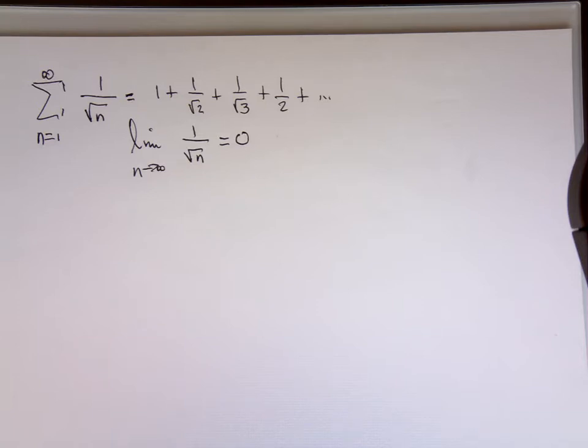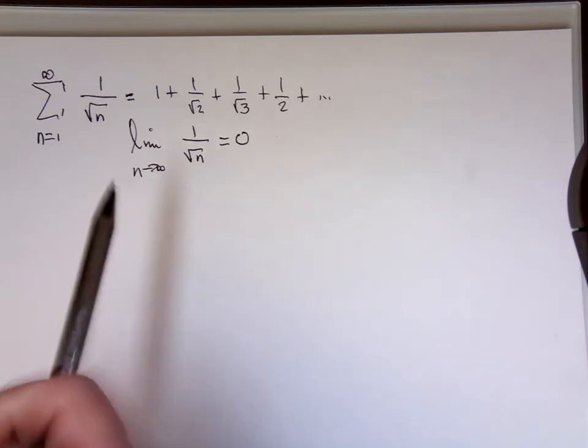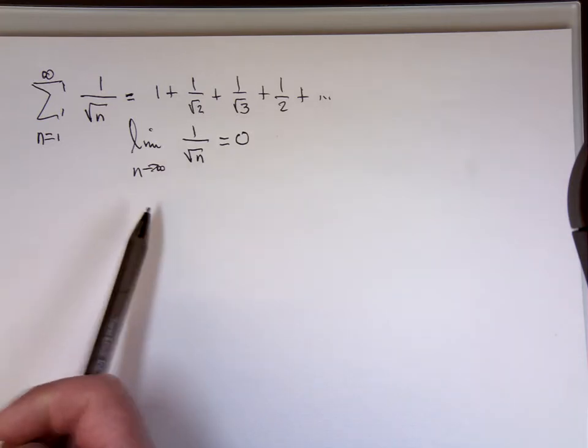Since the terms are going to 0, it may or may not converge. It depends if they're going to 0 fast enough. How do we determine if they're going to 0 fast enough? We'll do an integral test. Well, we can use the P series. The P series says what? That exponent is equal to 1/2, which is less than 1. So that P series says it's going to diverge.